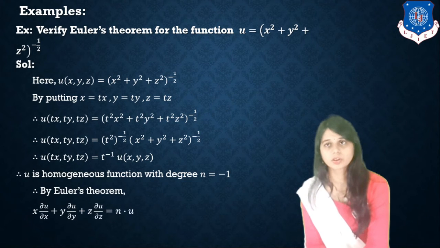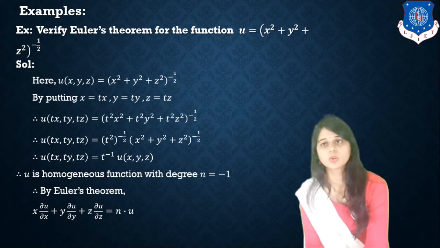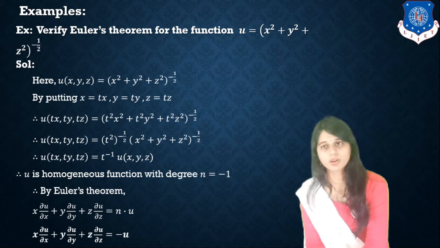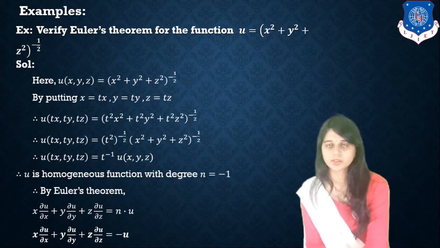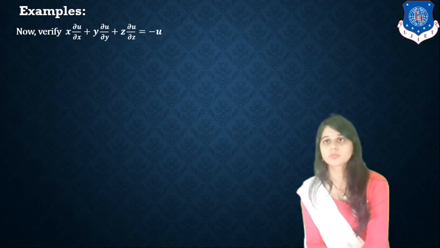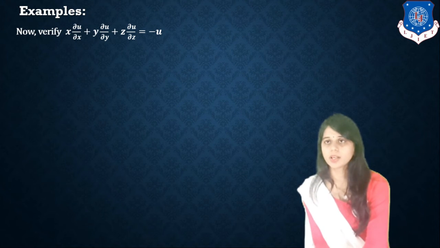By Euler's theorem, x del u by del x plus y del u by del y plus z del u by del z equal to nu. So x del u by del x plus y del u by del y plus z del u by del z equal to minus u, because here n equal to minus 1. Now verify this. See, x del u by del x plus y del u by del y plus z del u by del z equal to minus u.